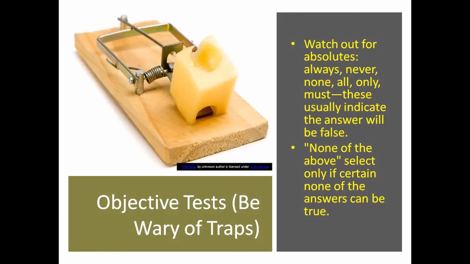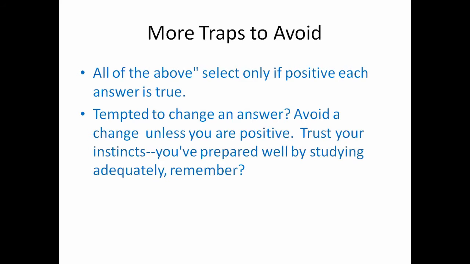Another trap might be the none of the above answer choice. You want to be certain when you select that one that none of the answers can be true. There are some more traps, such as the all of the above. You want to select that only if you're positive that each of the answers listed there is true.